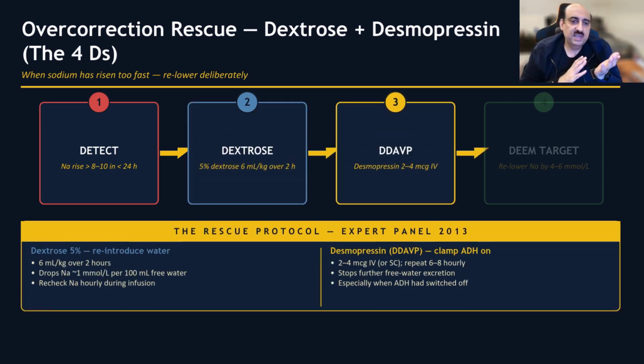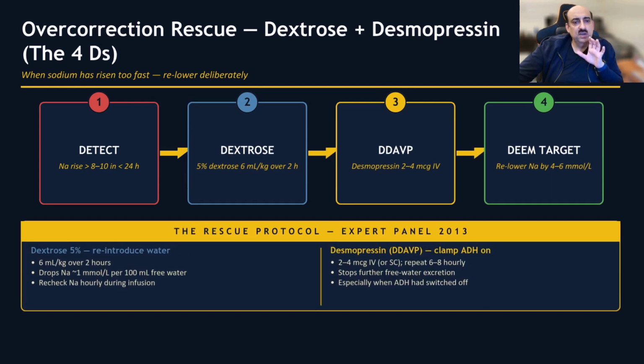Desmopressin, a synthetic ADH analog, you have to give it at a dose of 2 to 4 micrograms IV, and it can be repeated every 6 to 8 hourly depending upon the response. Now, it keeps the ADH effect on because physiological ADH is now suppressed and you are giving synthetic exogenous ADH to keep the anti-diuresis phase on so that the water is still held on to in the body by the kidneys and prevent the rapid correction of sodium.